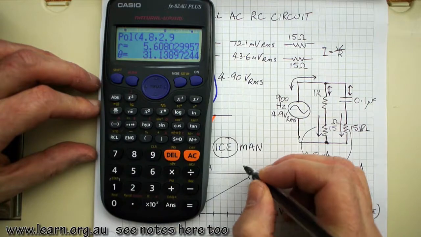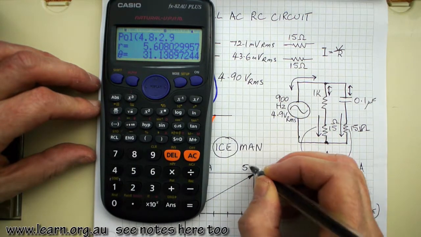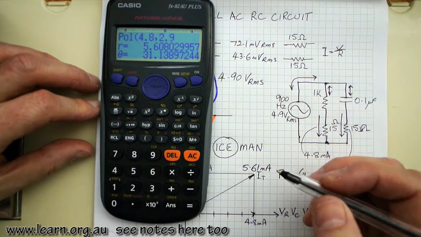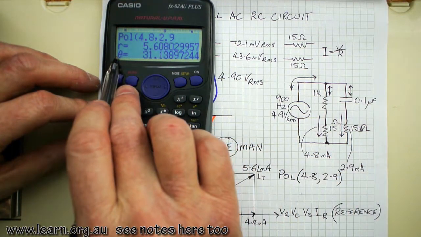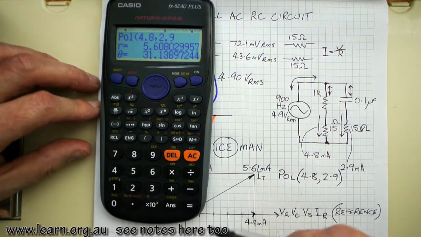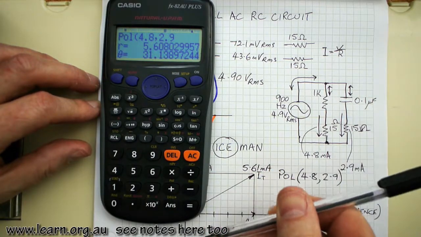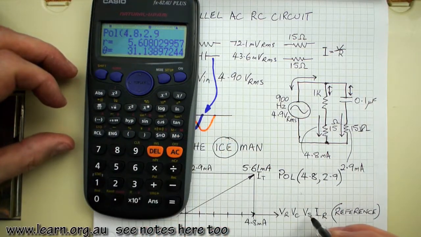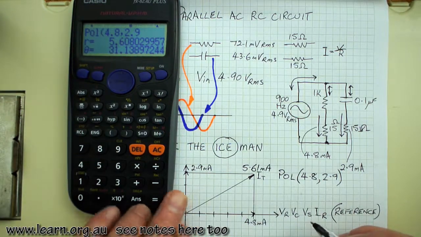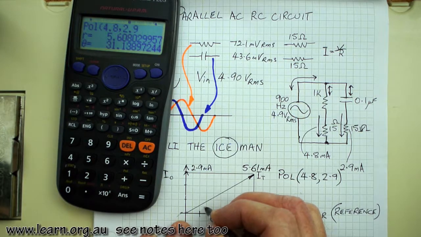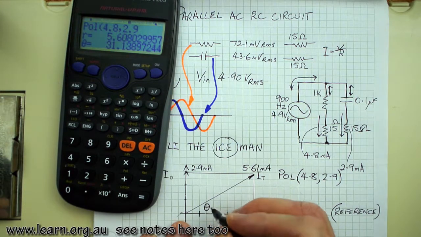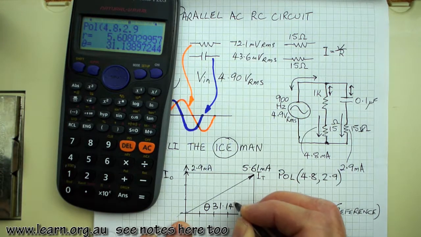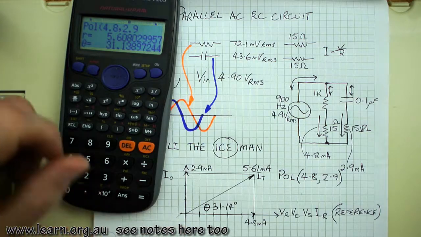So we can label this now IT, 5.61 milliamps, and the phase angle in the circuit, theta, represents, you might recall, what the current in the circuit and the supply voltage are apart from each other. So in this case, here's our supply voltage, and here's our current, so therefore the phase angle has to be here, theta, and that equals 31.14 degrees. 31.1 degrees, something like that.